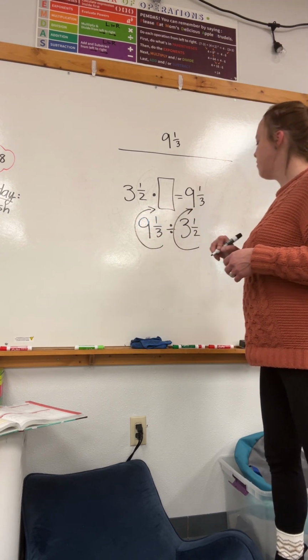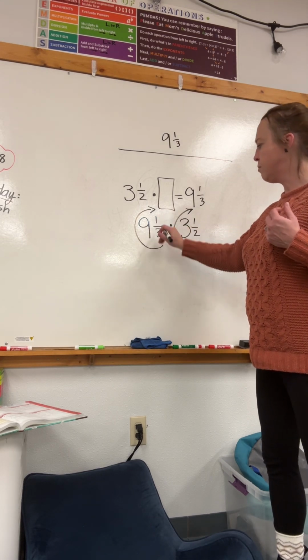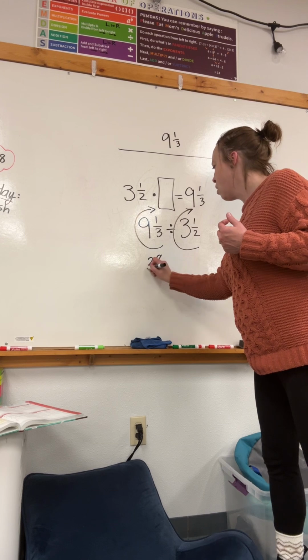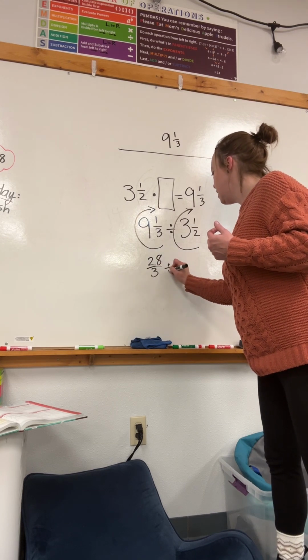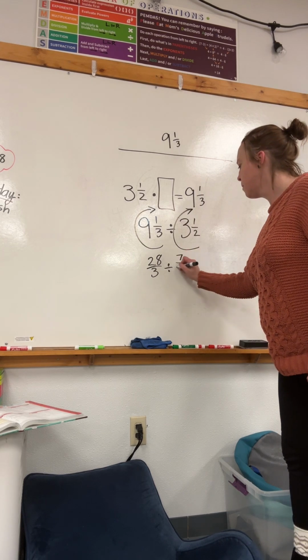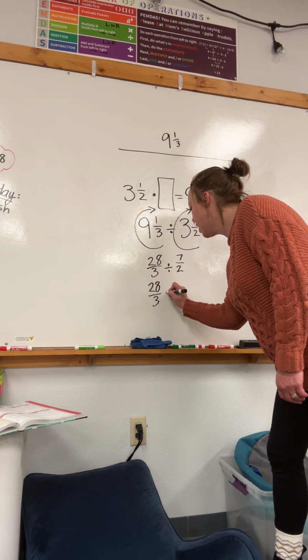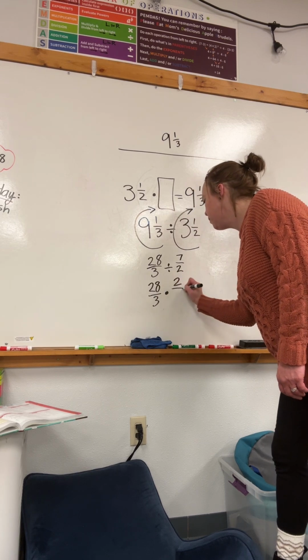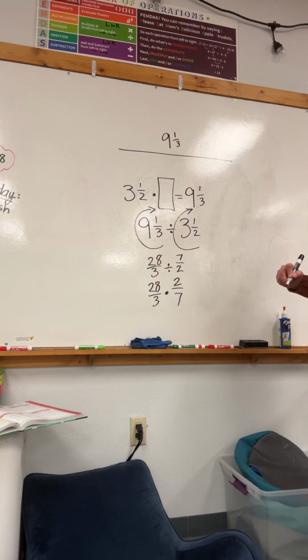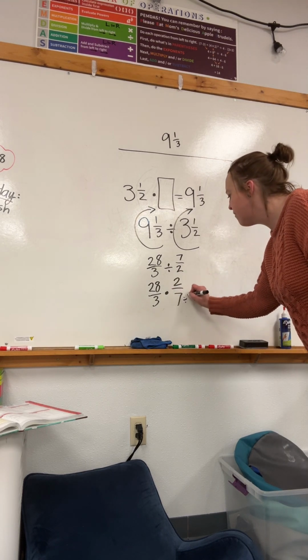Going to go ahead and make it from my mixed number into my improper fraction. 3 times 9 is 27 plus 1 is 28 over 3, divided by 2 times 3 is 6 plus 1 is 7 over 2. But I'm going to keep, change, flip. Oh, thank goodness I can reduce this because 7 and 28 both have 7 in common.